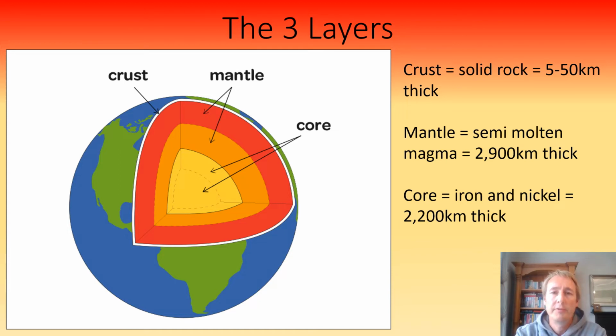The Earth is made of three distinct layers. There's the crust, which is the outer layer, which is made of solid rock. There's the mantle, which is semi-liquid rock or magma underneath the crust. And then there's the core, which is the centre of the Earth, which is made of nickel and iron.